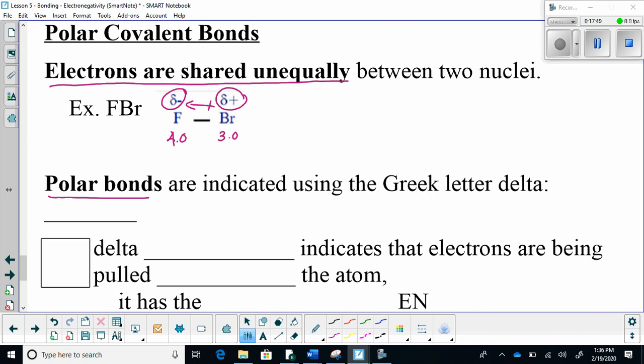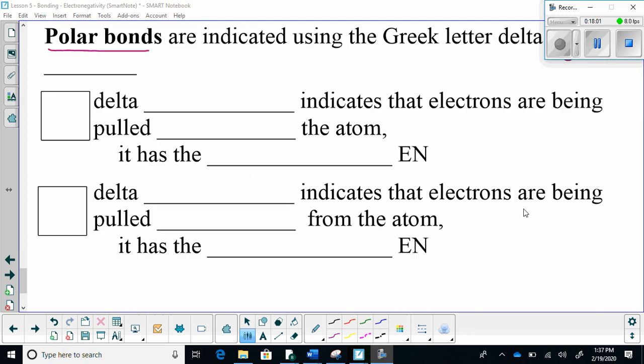Okay, I don't remember if this is capital or lowercase, but it looks like this. Okay, simple movements of the wrist. Okay, so delta negative indicates that there is a partial negative charge. This indicates that electrons are being pulled towards the atom, and it has the larger electronegativity. Okay, so the atom that has the larger electronegativity is going to pull the electrons toward itself.